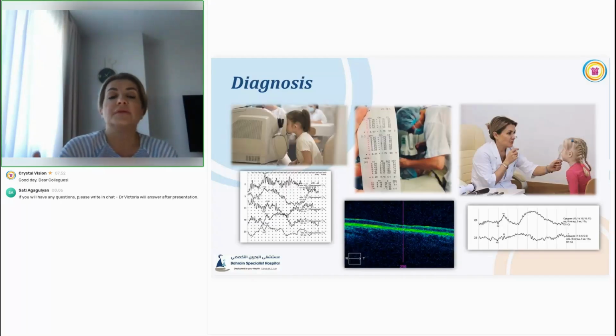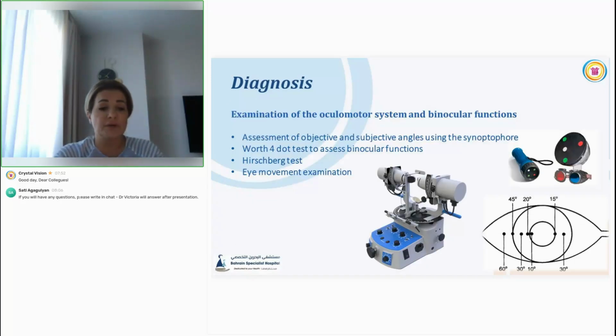It is well known that any treatment should start with an accurate diagnosis. For this purpose, all our patients undergo a deep, very extensive ophthalmic examination, such as electrophysiological examination, visual evoked potential, OCT, and in some cases, MRI examination. As for the standard diagnostics of the eye movement system, for sure, special importance is placed on synoptophore examination.